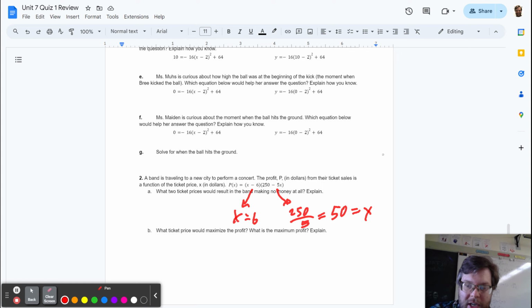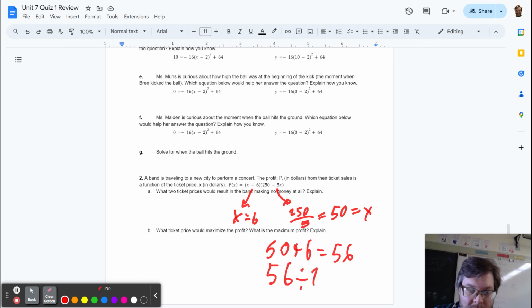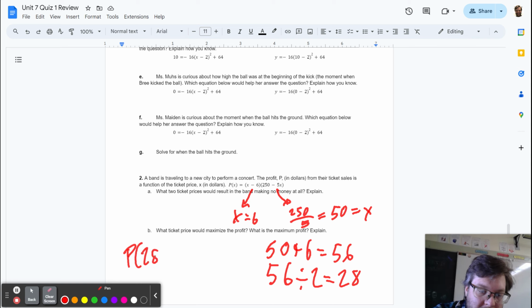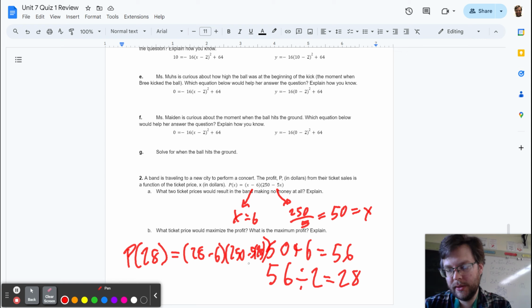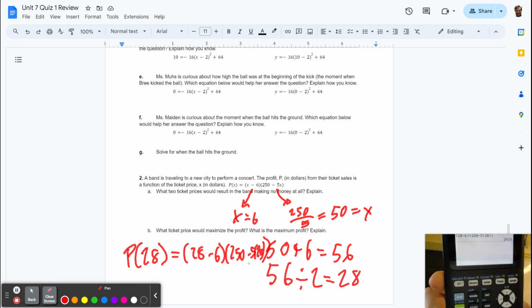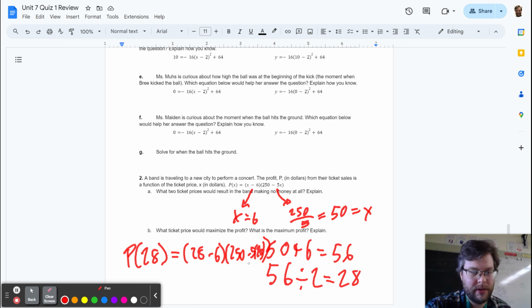The maximum is going to be halfway in between those values. So 50 plus 6 is 56. 56 divided by 2 is 28. That would make the profit maximized. And P of 28 is the maximum profit. So I just plug it in. Let's see what comes out. 28 minus 6. 250 minus 5 times 28. Right there. 2420 is the maximum profit. And that's how much money they could possibly make.